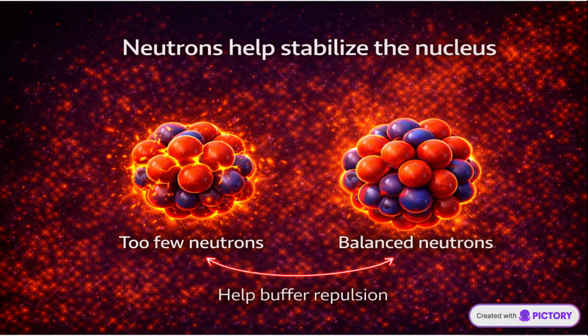So where do neutrons come into play? Neutrons are neutral. They do not cause repulsion, but they contribute to the strong force. So neutrons act like stabilizers. They increase attractive interactions without increasing repulsion. You can think of neutrons as a kind of buffer that helps reduce instability inside the nucleus. Without enough neutrons, the nucleus becomes unstable.